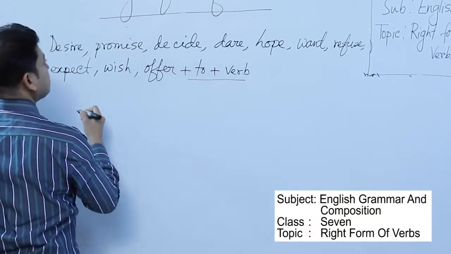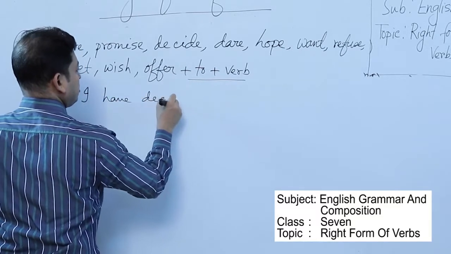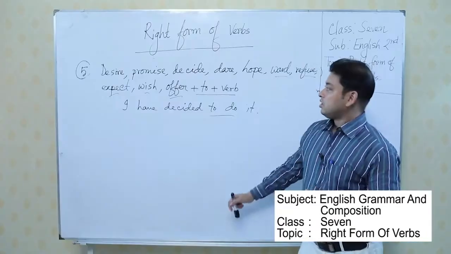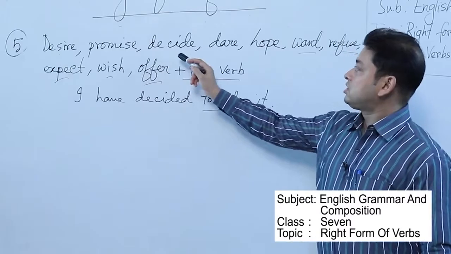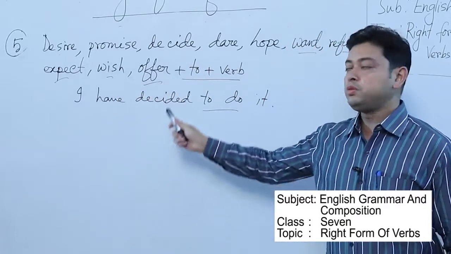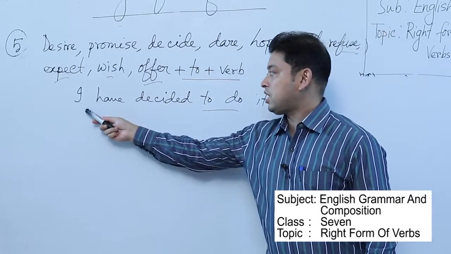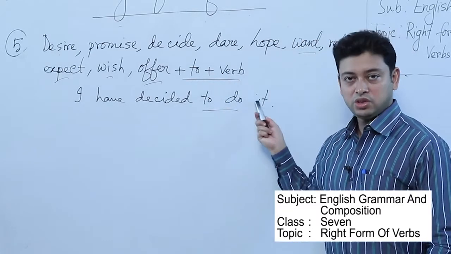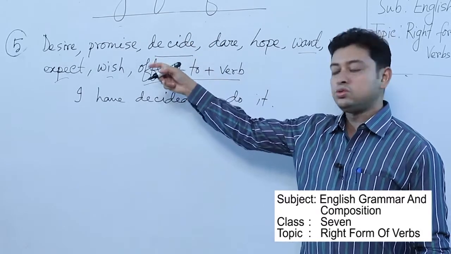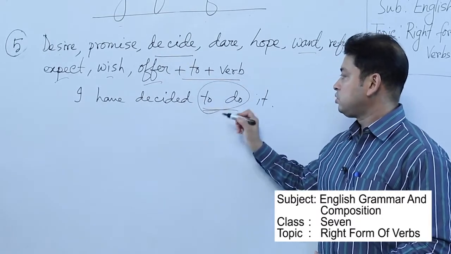So example is, I have decided to do it. If there is desire, if there is promise, decide, dare, hope, want, refuse, expect or wish or offer, there will be infinitive to. That means to plus base form of the verb. After decided, because decided is the verb here, according to this rule, after decided there will be to plus base form. That means this is infinitive, to do it.